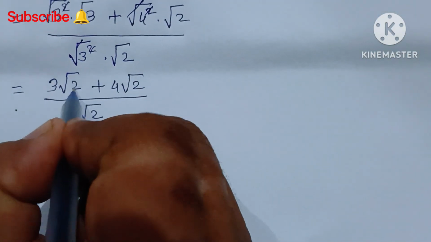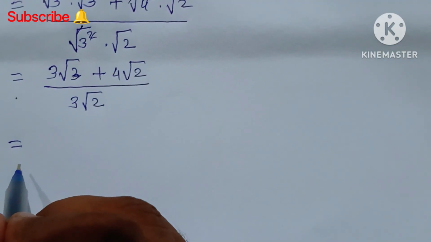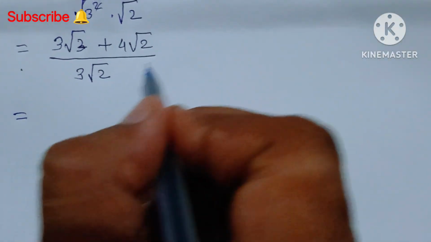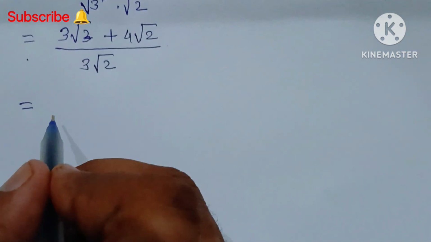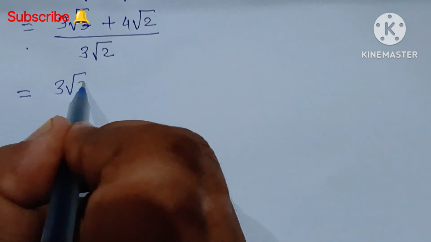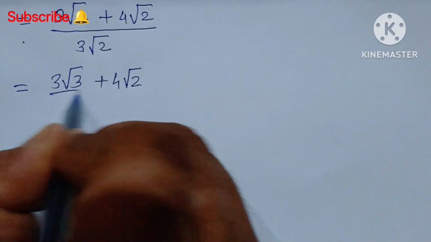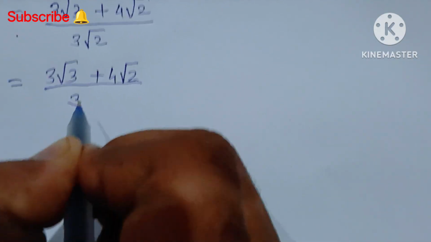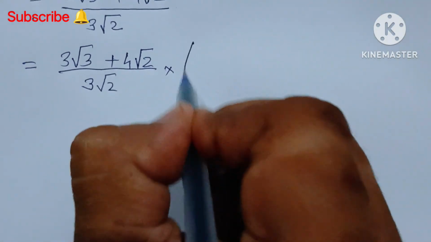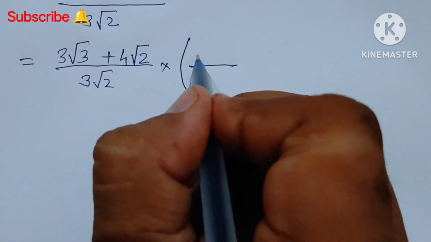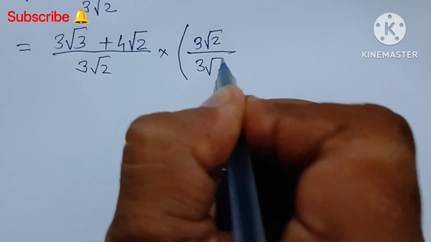Here, we have to take the conjugate of this one. So we can multiply here (3 root 3 plus 4 root 2) divided by 3 root 2, multiplied by the conjugate of 3 root 2, which is 3 root 2, divided by 3 root 2.